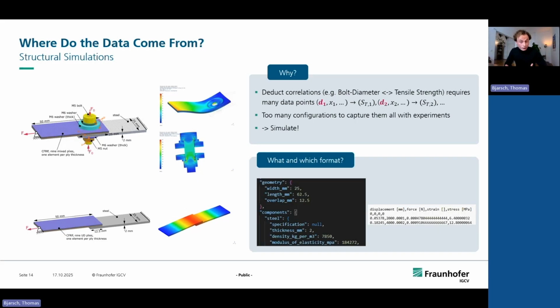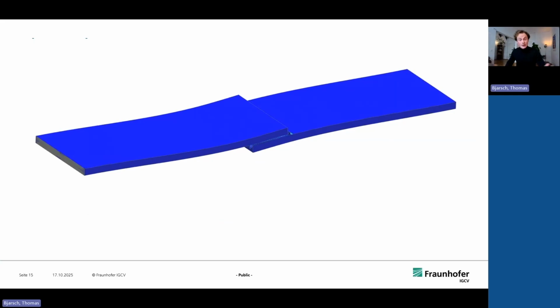In which format? Also here, we communicated, Fraunhofer and Novicos, and for each simulation run, they outputted one JSON file where they describe their configuration, like the geometry, the bolt diameter, the material characteristics, and one result file, in this case a CSV, where you have your displacement, force, and stress curves. That's the second data source.